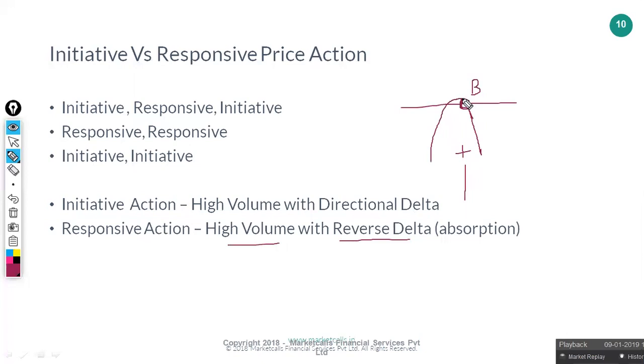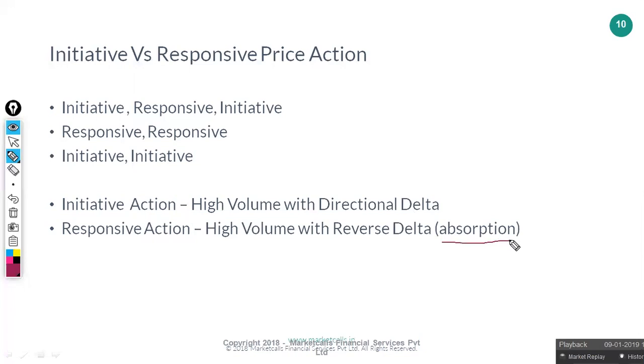So over a period of time, you should be able to bifurcate what kind of auction is going on. Is it an initiative auction or a responsive auction? You should be able to do that. Most of the time, institutions use this kind of methodology. This methodology is called absorption.